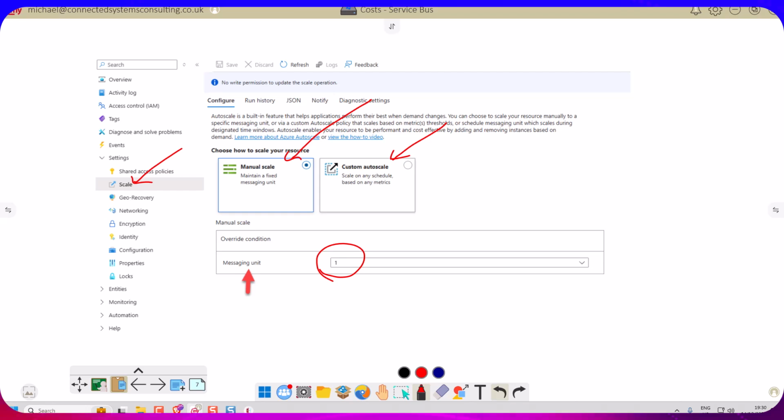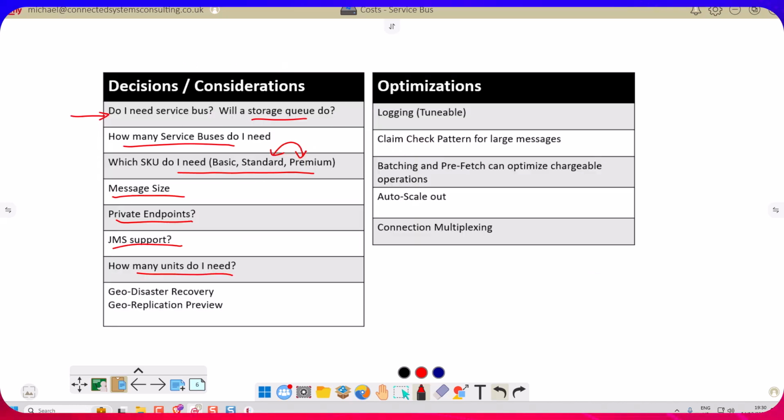The auto scale does let me configure some rules so I can make it inflate and deflate based on some metrics, which is really good as well.